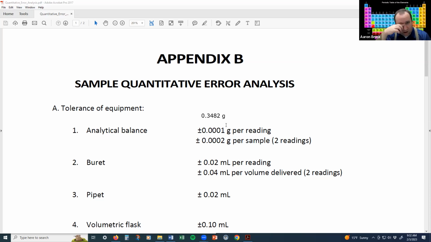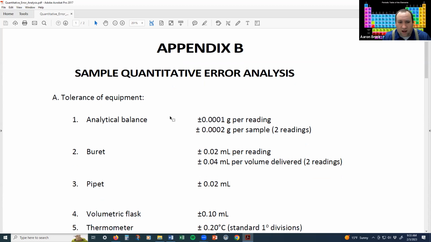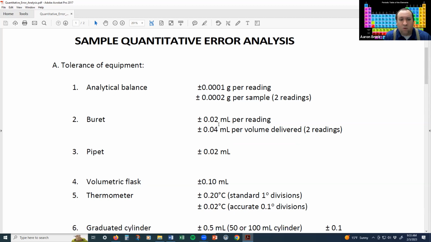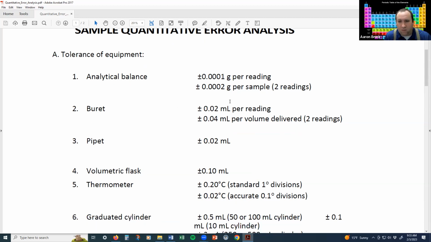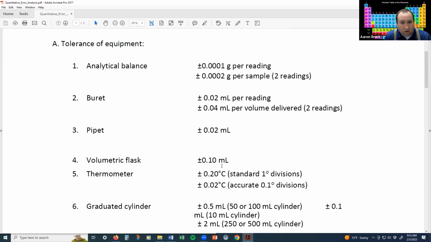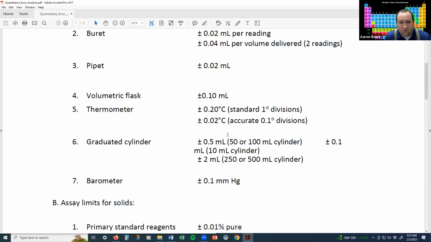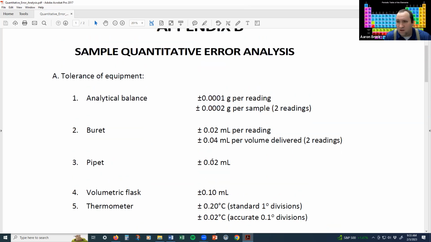So there are error bars, there are tolerances associated with each piece of equipment that we have. If we are doing a volumetric analysis, which we'll do later on in the semester, there are going to be more of these, because you're going to have burette readings. You're going to have pipettes that you're using to transfer the liquids around. Maybe you're making solutions in volumetric flasks, or using graduated cylinders, or maybe we're doing temperature and pressure measurements. All of those would make a difference.